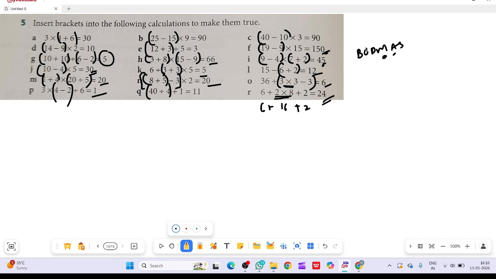Okay, so here our 1.14 exercise is completed. Next Friday we will complete the 1.15 exercise.